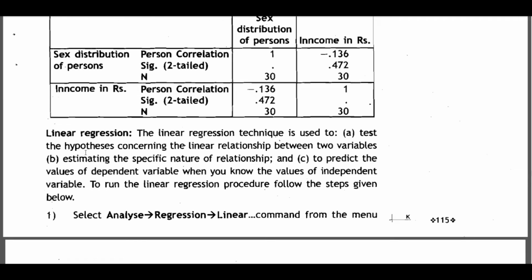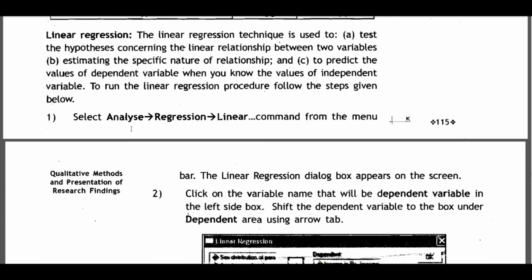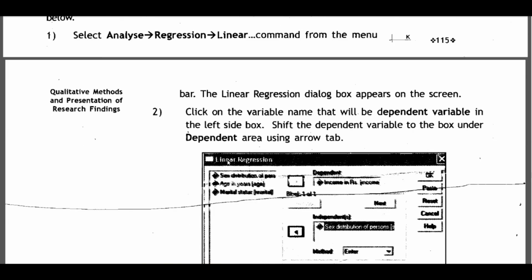Linear regression. The linear regression technique is used to test the hypothesis concerning the linear relationship between two variables, estimating the specific nature of the relationship, and to predict the values of the dependent variable when you know the values of the independent variable. To run the linear regression procedure, follow the steps given below. Here also again in the software menu bar, you go to Analyze, Regression, Linear. The Linear Regression dialog box will appear on the screen.